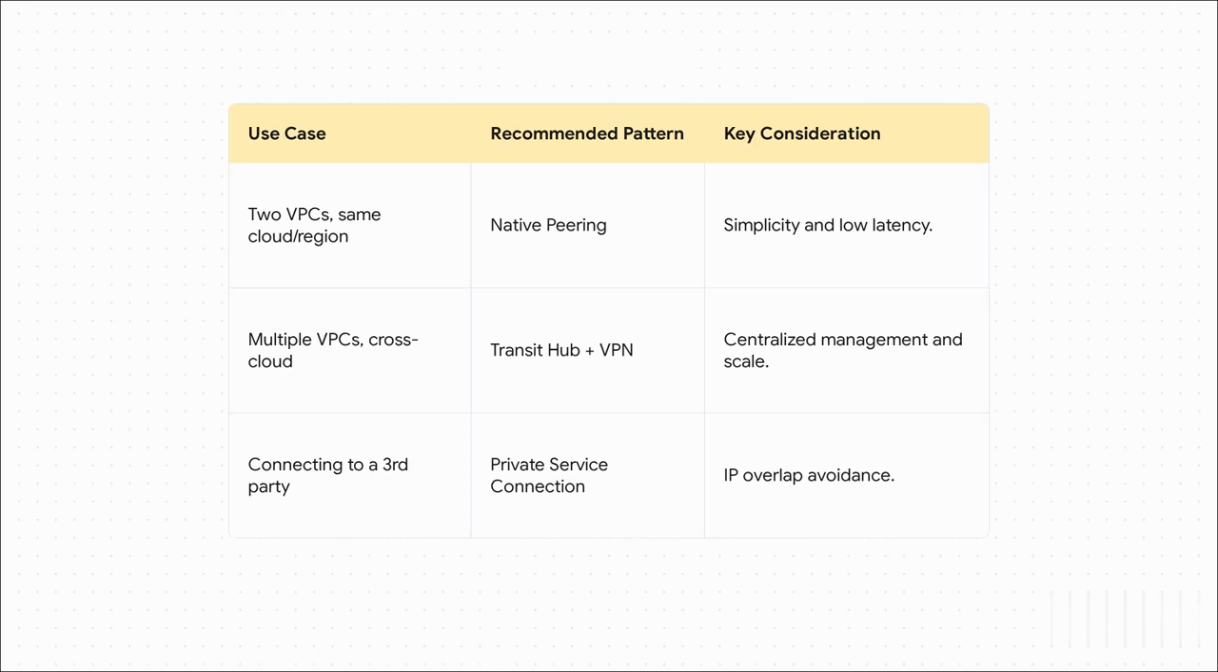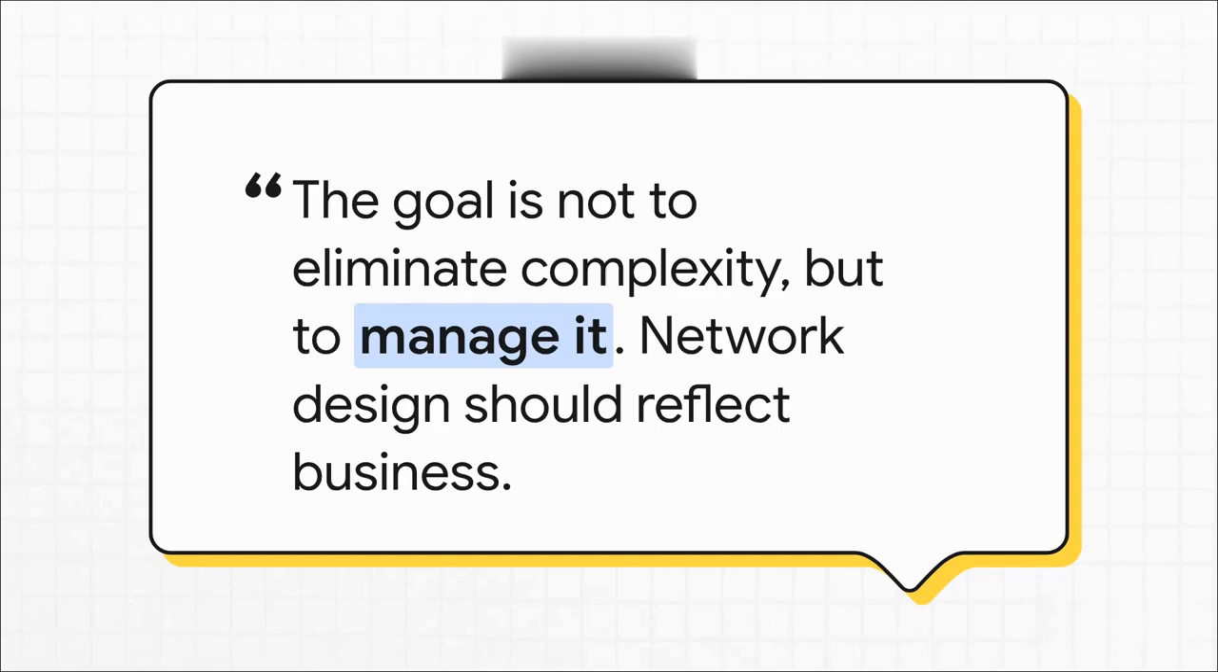But for that nightmare scenario, connecting to a third party where you can't avoid IP overlap, that's when you pull out a private service connection. It's a really clever pattern that uses a service endpoint to create a connection without direct network routing, so it just neatly sidesteps the whole overlap problem. And this really brings us to the most important principle of all. Multi-cloud networking is complex. That's just a fact. Your job as an architect isn't to try and eliminate that complexity, but to manage it using the right patterns. At the end of the day, your network design has to be a direct reflection of your business's architecture.